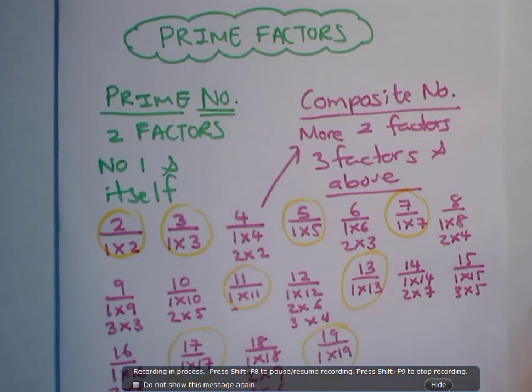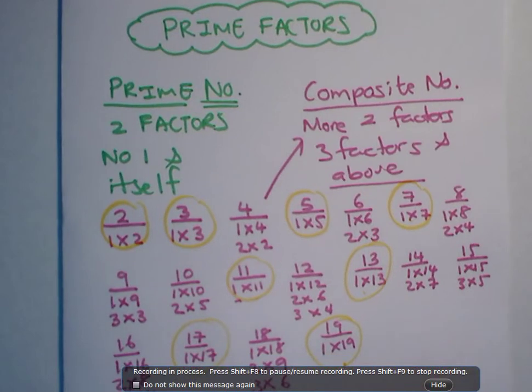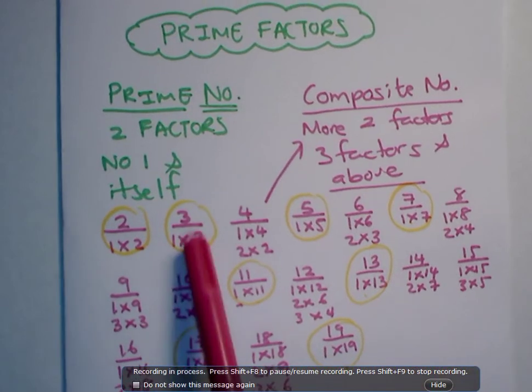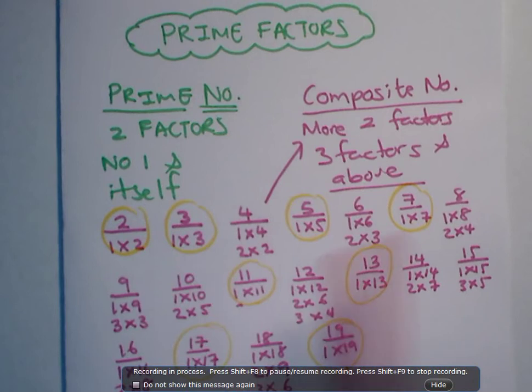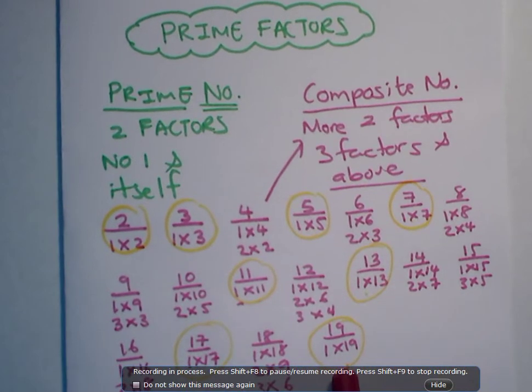Let's see how many we got. 1, 2, 3, 4, 5, 6, 7, 8. Let's just stop here. So the first 8 prime numbers would be 2, 3, 5, 7, 11, 13, 17, and 19. And the other numbers are all called composite numbers.